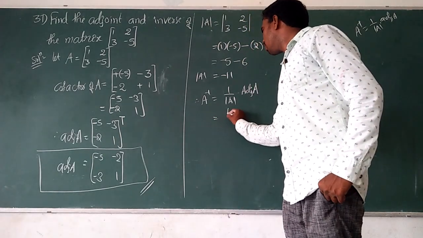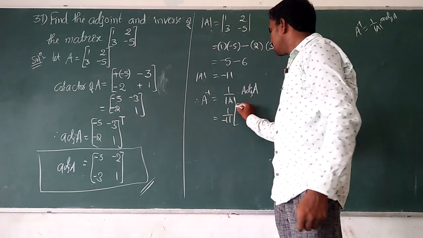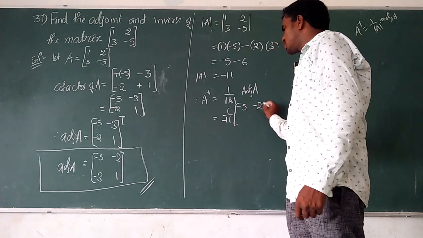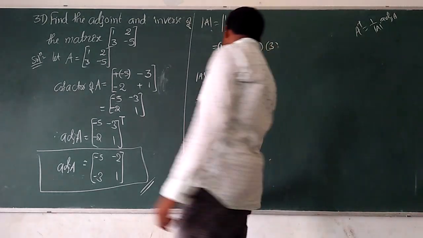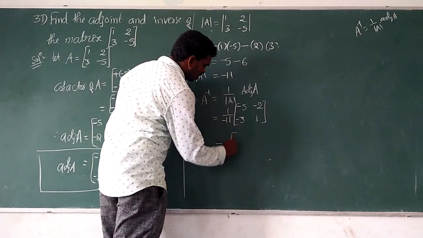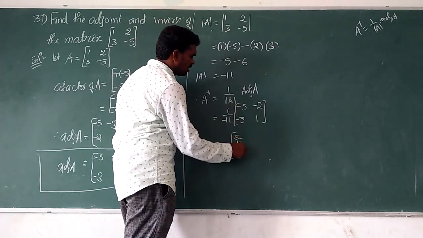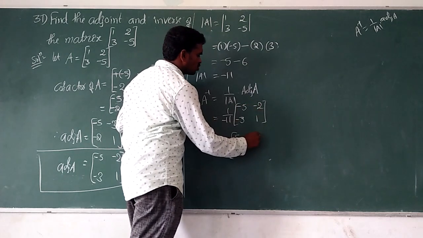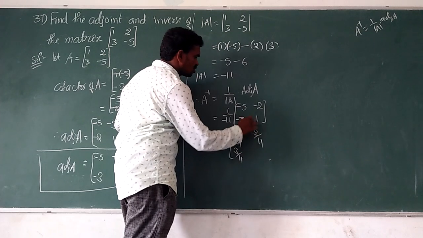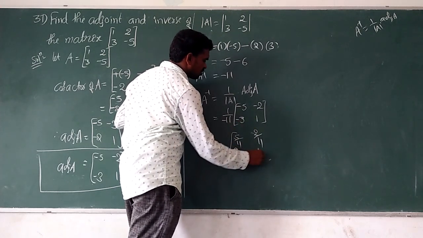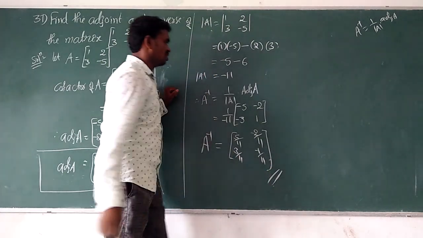So A inverse equals 1 by minus 11 into adjoint A. What is adjoint A? Minus 5, minus 2, minus 3, 1. If you would like to write one more step, 1 by 11 into 5 becomes 5 by 11, 1 by 11 into minus 2 becomes 2 by 11, and so on, becomes 3 by 11. Here plus 2 means minus 1 by 11 or 1 by minus 11, both are the same. So this is A inverse.